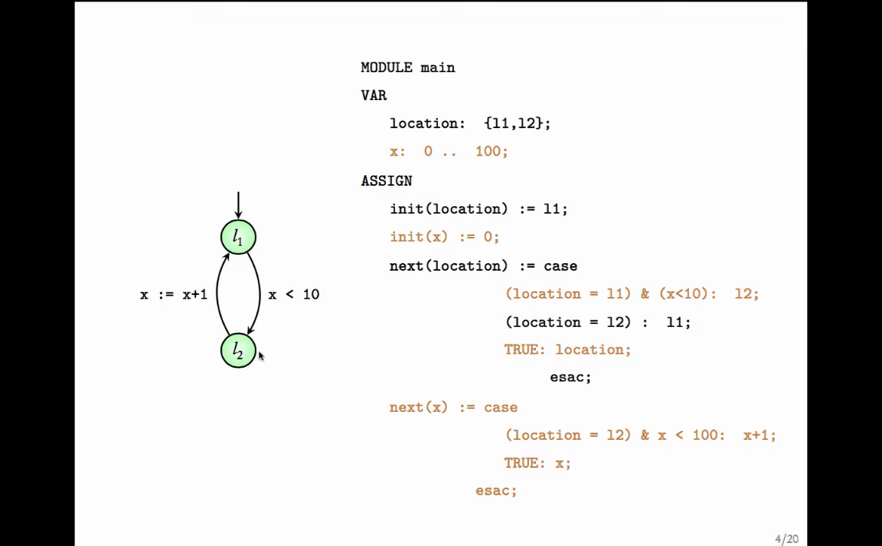Finally, we need to describe the next values for x. When location is L2 and x is strictly less than 100, so 100 is the bound for the variable x, that's why we have to add this. If location is L2 and x is strictly less than 100, then increase x by 1. Otherwise, do not do anything to the variable x. Let us now see a demo of this example.